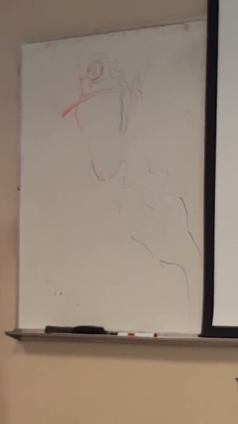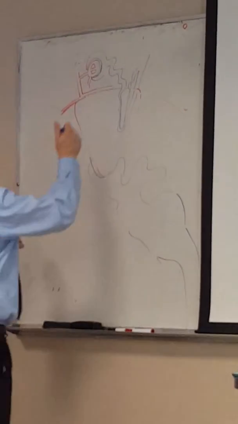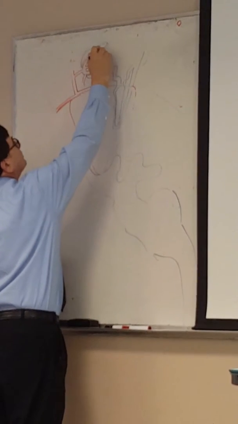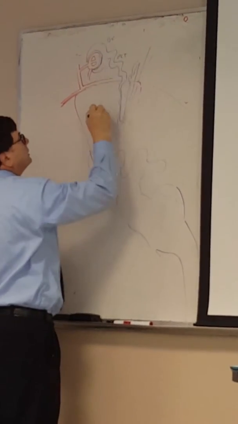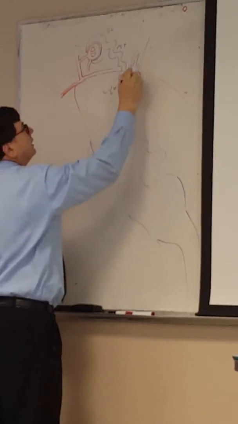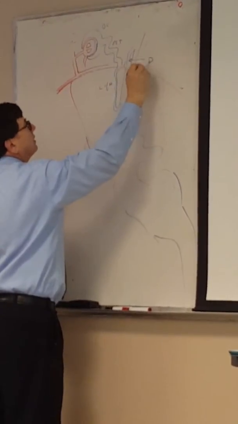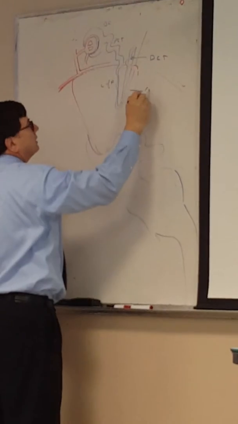Diagram. It's not true to life. But what I've drawn here is Bowman's capsule. I've drawn the renal tubule. Here's the PCT. Here's the loop of Henle. Here's the DCT. And here's your collecting duct.